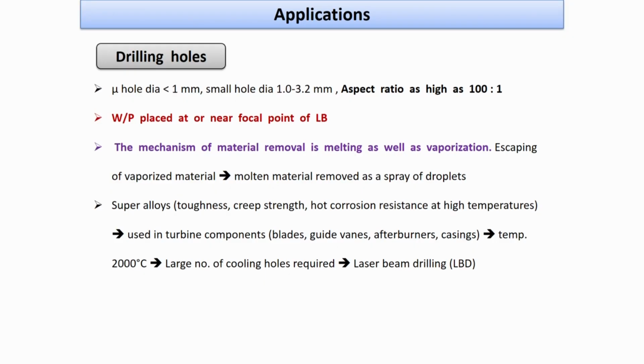Super alloys are used because of their high toughness, high creep strength, and hot corrosion resistance at high temperature. These super alloys are used in turbine components like blades, guide vanes, afterburners, and casings, where temperature is more than 2000 degrees centigrade. A large number of cooling holes are required in these turbine blades. These cooling holes are made by the laser beam drilling operation.